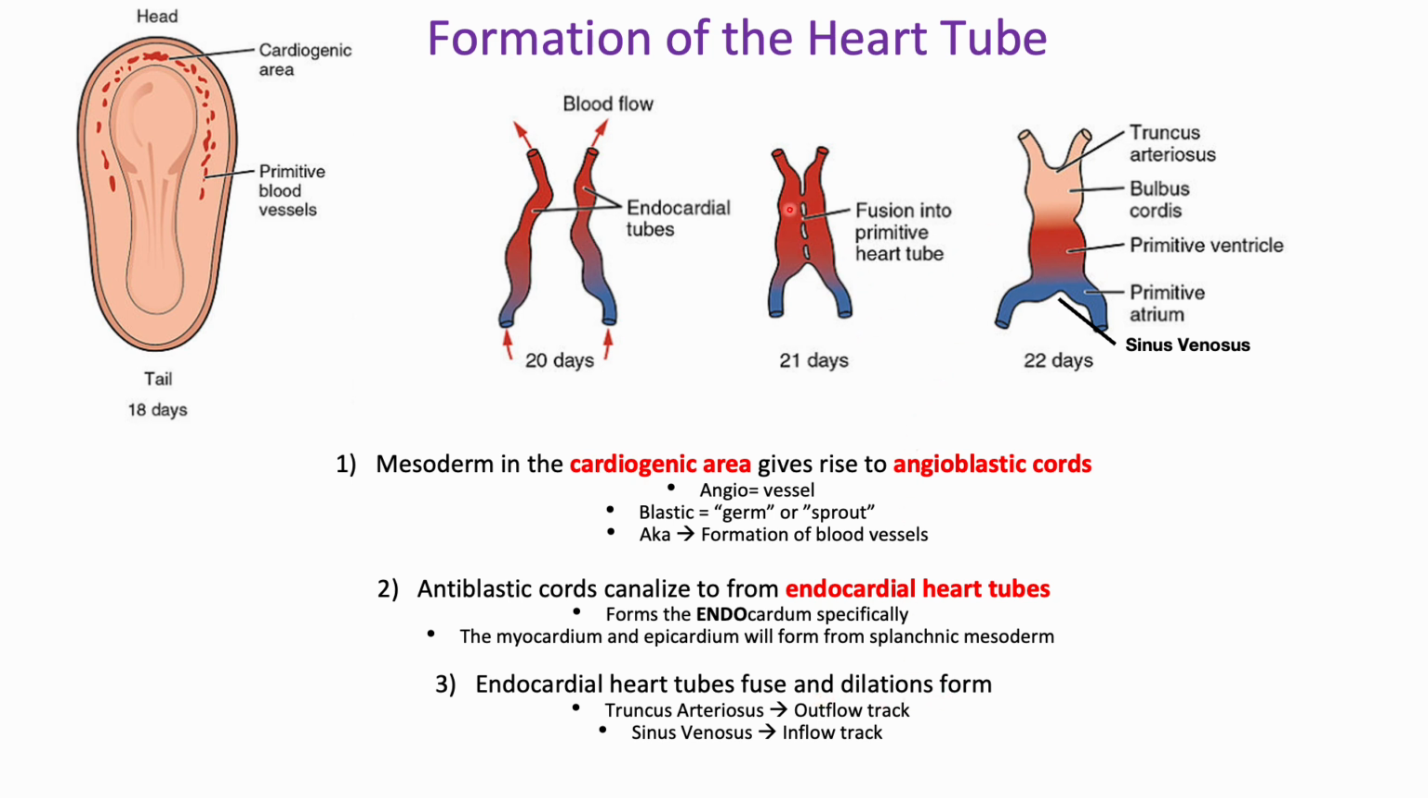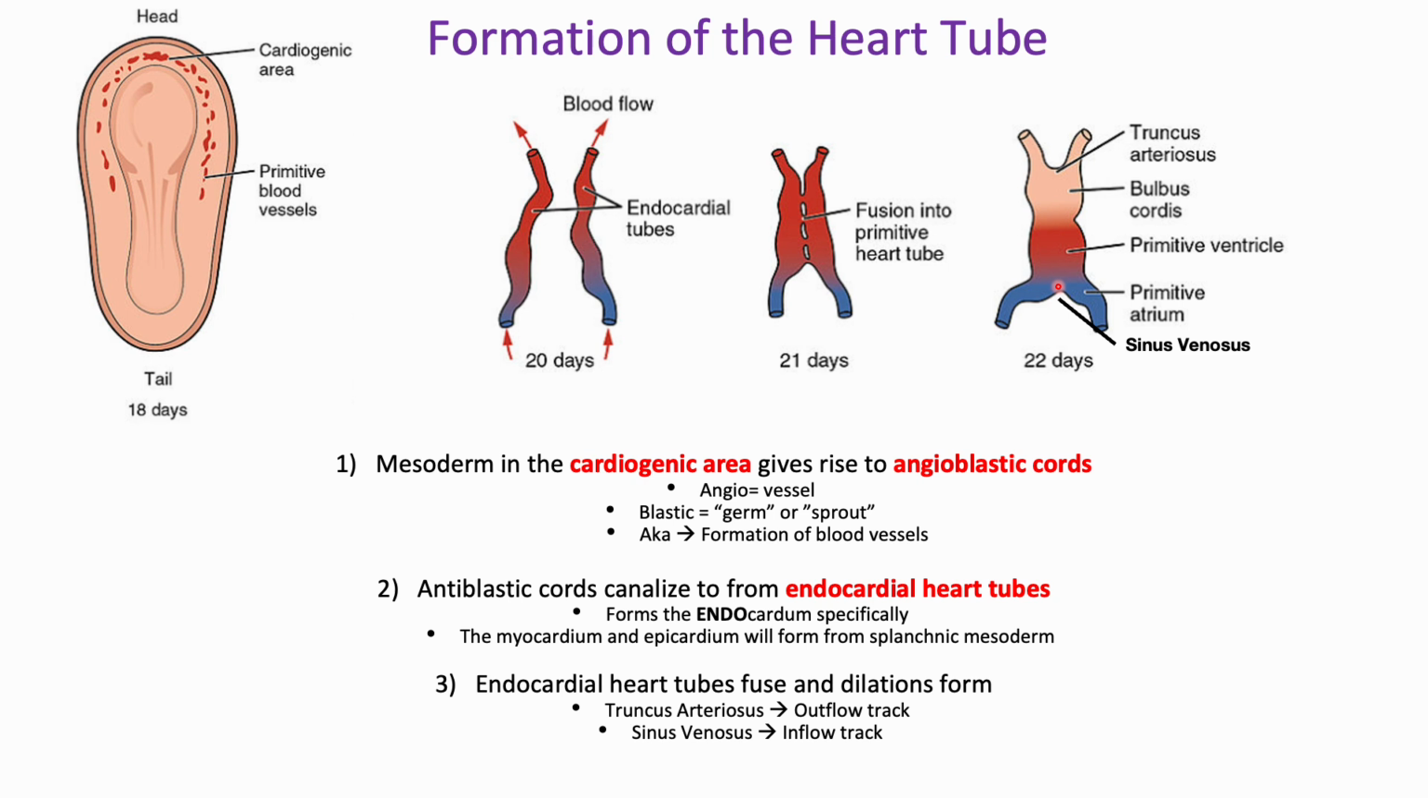Okay, so once again, endocardial tubes fusing to form the primitive heart tube, and then you can see here, we still can see what used to be the two endocardial tubes coming in and leaving, but now there's fusion in the midline, which is what is going to be our developing heart.